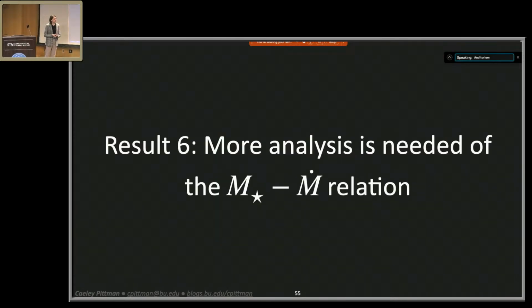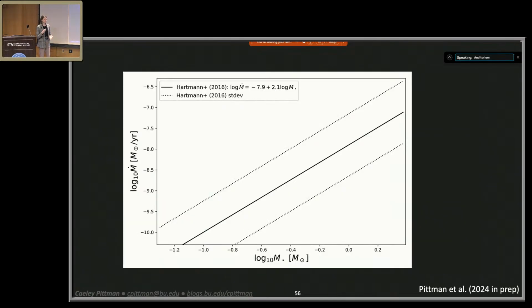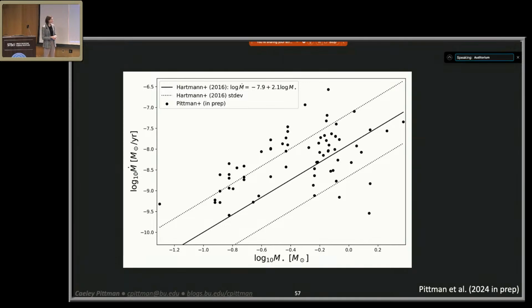And then the final result is that more analysis is needed of the stellar mass accretion rate relation. So just to build up what we kind of know from previous work, this is the relationship between the stellar mass and the accretion rate presented in Hartmann et al. 2016, the accretion review. So this is the median and its standard deviations. So here are my results.